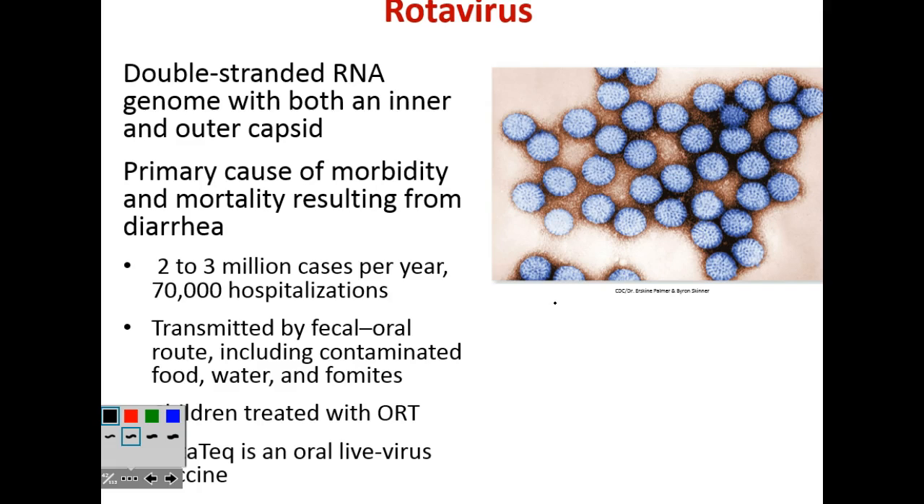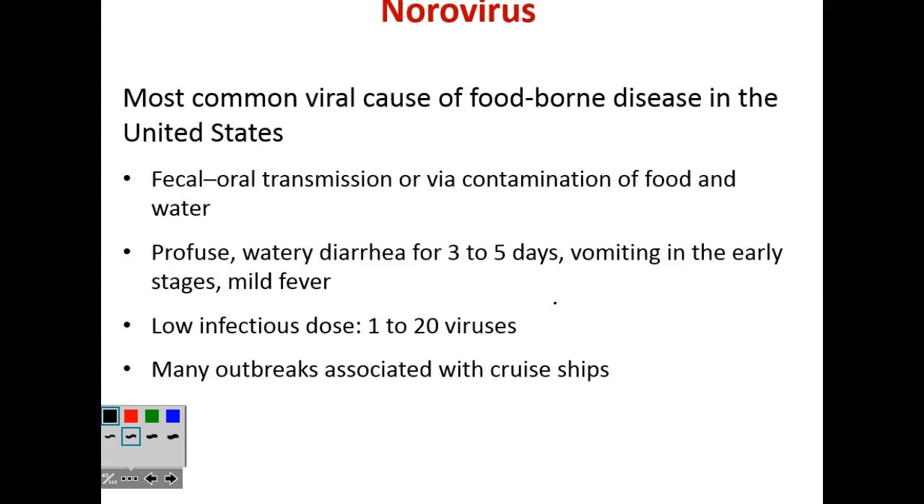Rotavirus. Where do you think rotavirus comes from? It has a double-stranded RNA genome with both an inner and outer capsid. It is the primary cause of morbidity and mortality resulting from diarrhea.